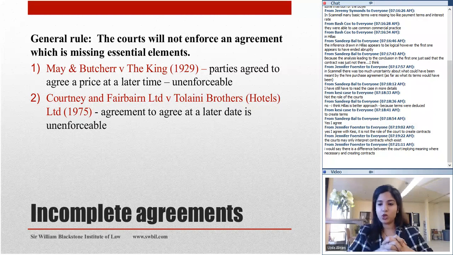So it was held to be unenforceable because it was incomplete, and it was void for uncertainty. So they said that the contract did not exist. So your general rule for incomplete agreements comes from these two cases.